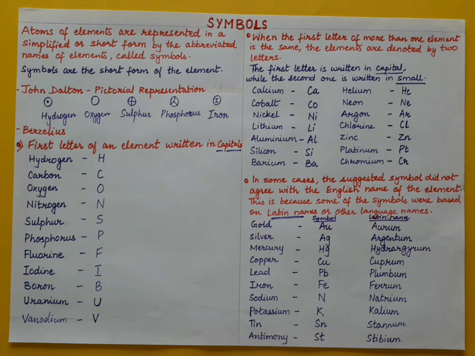And students, you have to learn all these symbols of the elements. These are, we can say, the alphabets of chemistry. So please, you have to learn all these symbols. They are right here. Most common ones are already taken. Thank you, students.